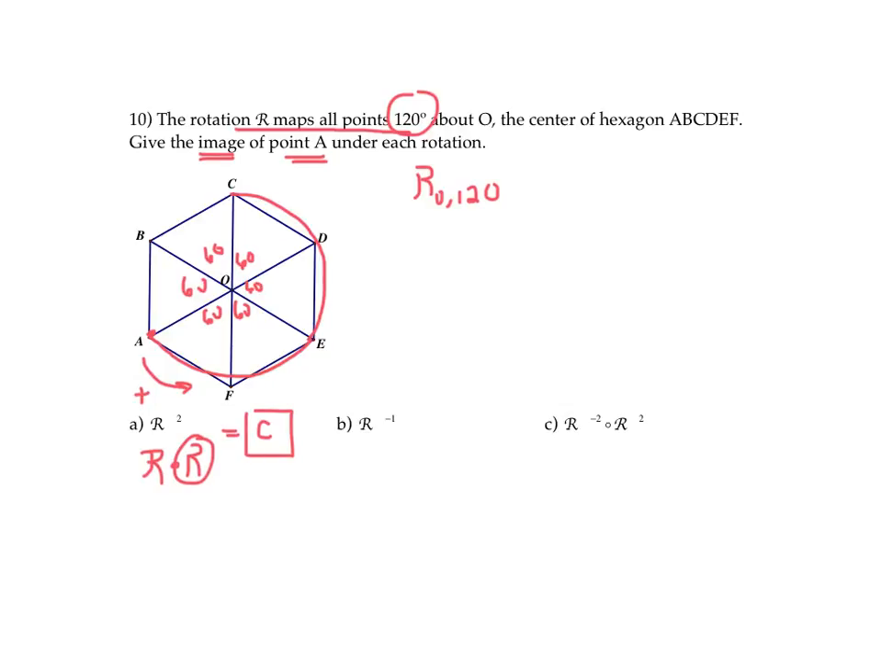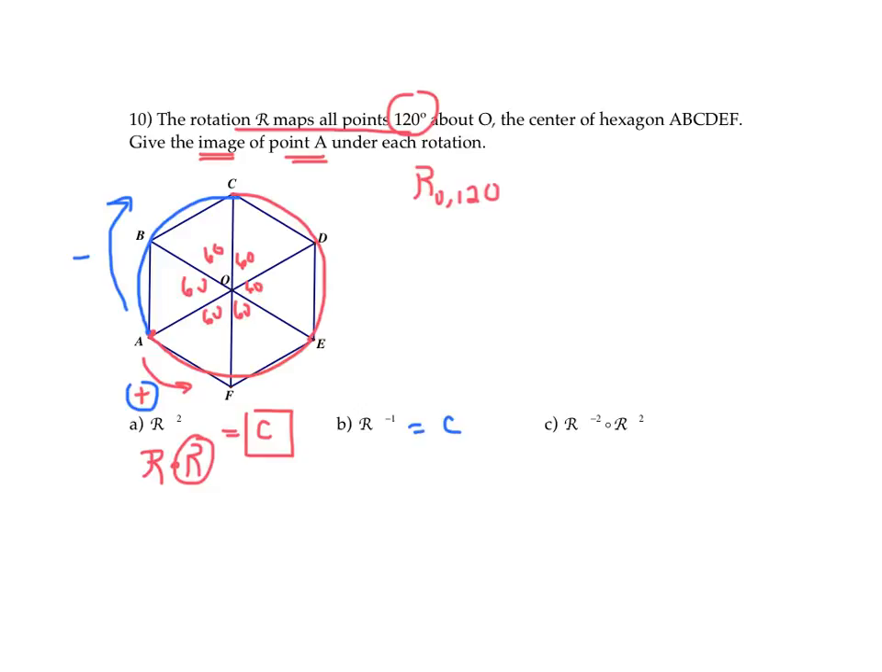In our second problem, we're asked to do the inverse. Well, the inverse would move us in the opposite direction. So if we start at point A, instead of going 120 degrees in the positive direction, which would be counterclockwise, we want to go 120 degrees in the negative direction. So start at A, move through 120 degrees, and notice that we still end up at point C.